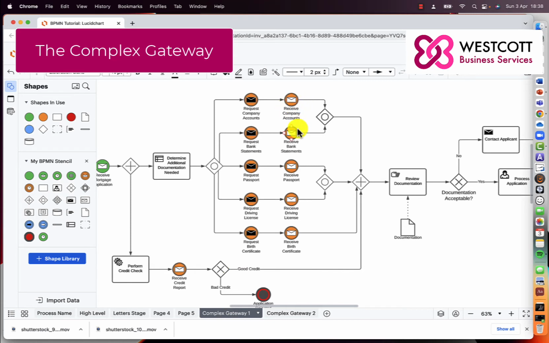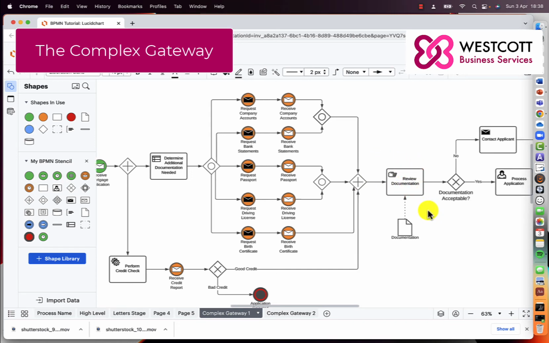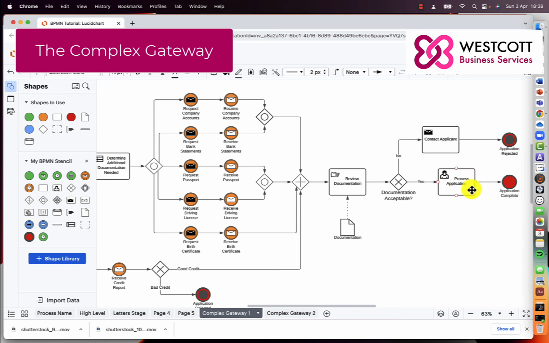If we receive the company accounts and we receive the bank statement, then that passes a token down to this parallel gateway here. And if we receive the passport and or the driving license, that passes a token to the parallel gateway here as well. The same can be said for the birth certificate. Once we receive that, it passes a token to this input of the parallel gateway, as well as the applicant having good credit also passing to the parallel gateway. So once we have a token on all of these inputs to the parallel gateway, then we can exit the parallel gateway and review the documentation, and if the documentation is acceptable, they progress with the application.